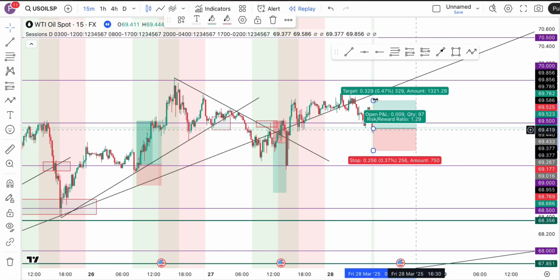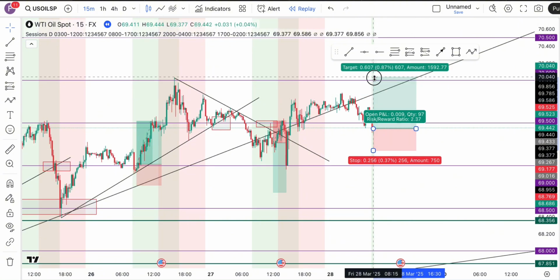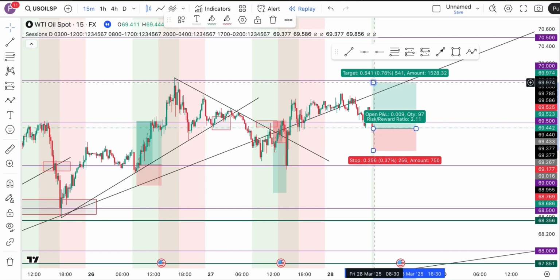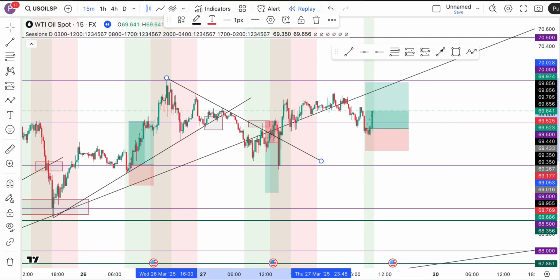Then let's target 1 to 2 risk to reward. Just 1 to 2 risk to reward. At least let's target 1 to 2. Then let's see what price will do.